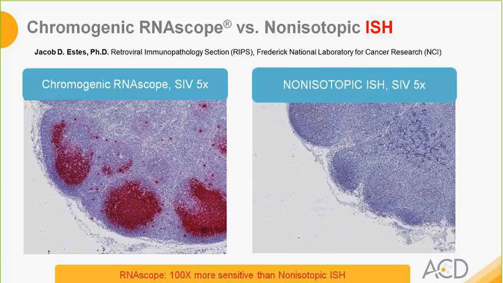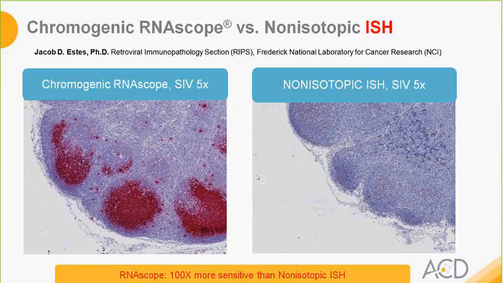The first of these applications that I wanted to highlight today is an application for HIV research. In the example shown in this slide, noted HIV expert and researcher Dr. Jake Estes of the National Cancer Institute compares RNAscope, shown on the left, against the previously standard non-isotopic in situ hybridization methods that have been commonly practiced over the last 10 to 15 years, which utilize digoxigenin probe labeling.